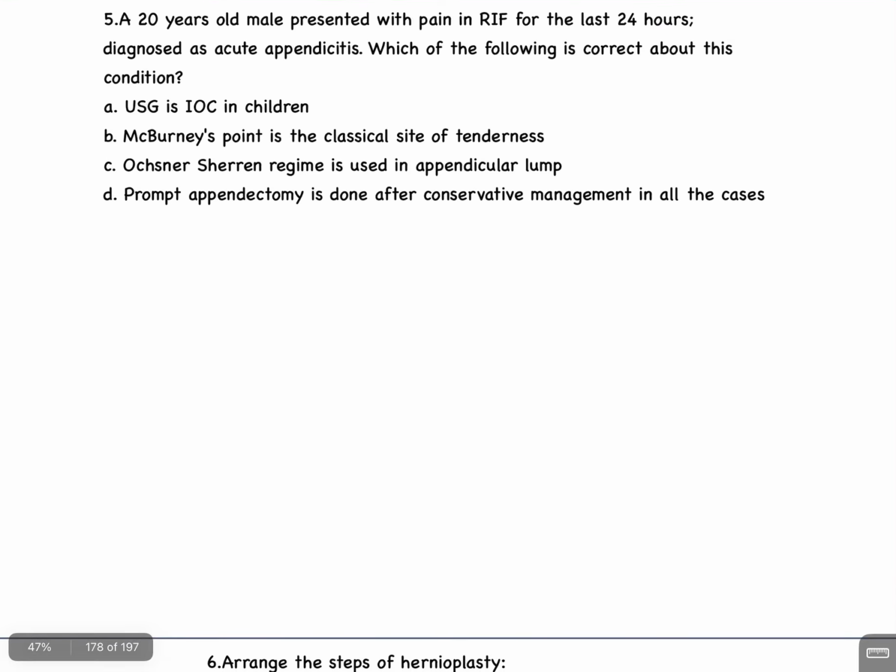Question number 5. A 20 years old male presents with pain in RIF for the last 24 hours, diagnosed as acute appendicitis. Which of the following is correct about his condition? A. USG is IOC in children. B. McBurney's point is a classical site of tenderness. C. Ochsner-Sherren regime is used in appendicular lump. D. Prompt appendectomy is done after conservative management in all the cases. इसका आंसर है D.